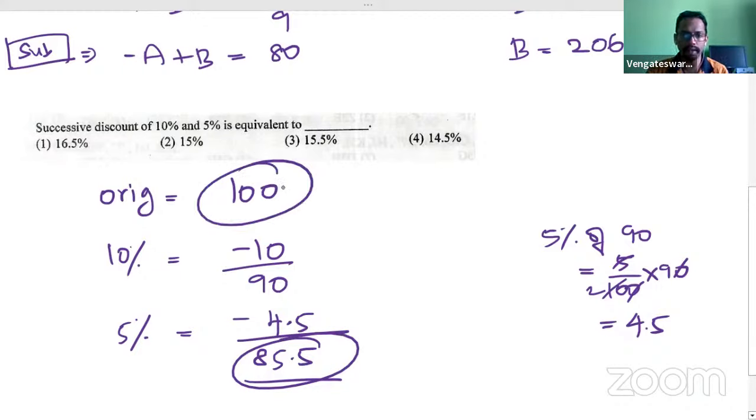So we started from 100. We ended up with 85.5, making one single discount to be how much? Or think it in simple terms. From 100, how much if I minus, I'll get 85.5. Answer will be 14.5. Option 4. 14.5 is the answer.